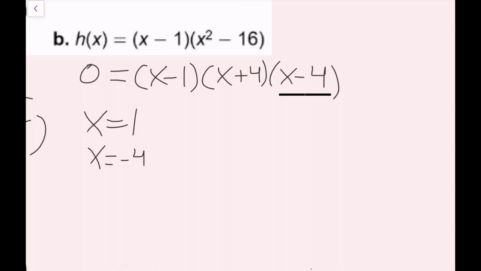And then over here, what number can I subtract 4 to get 0? And that's 4, positive 4. So these are my 3 zeros of this function. This is a cubic function. We'll go over actually a graph of a cubic function in intercept form in a later example for this lesson.